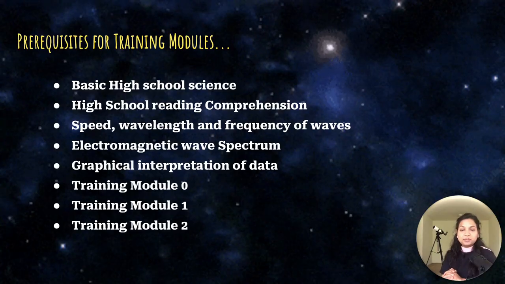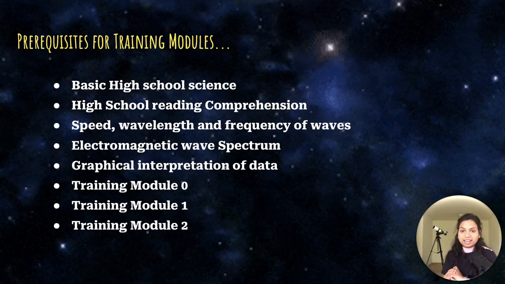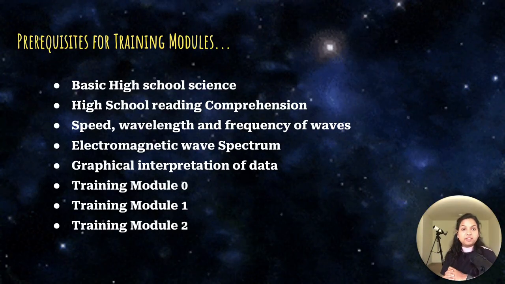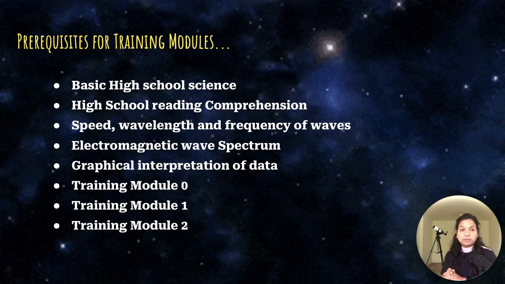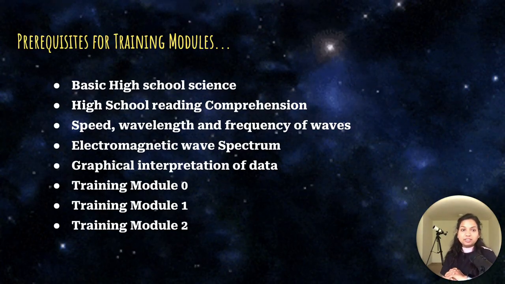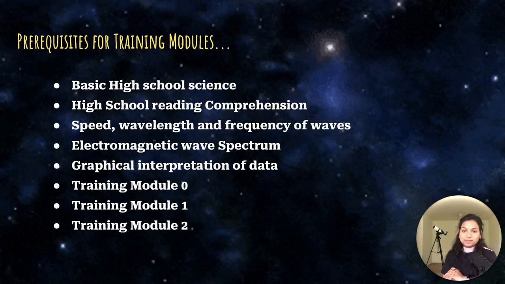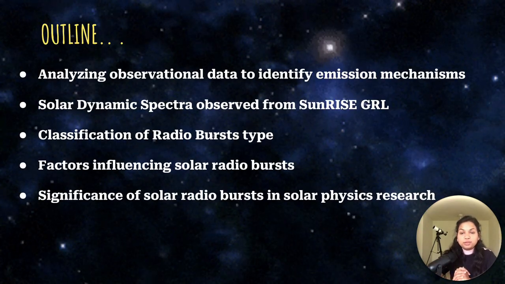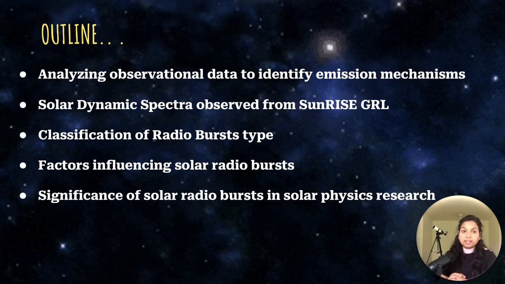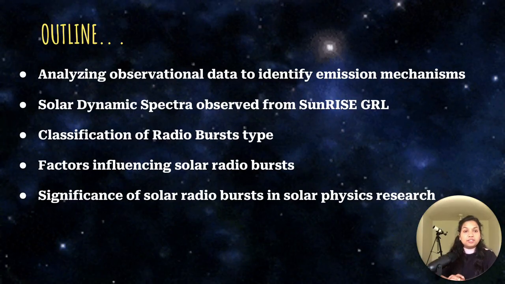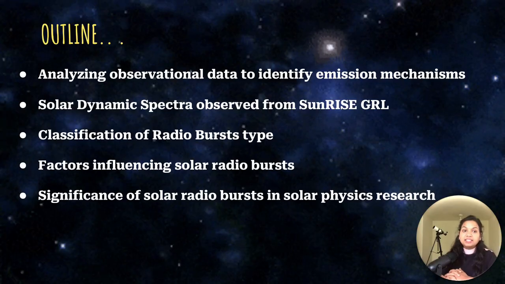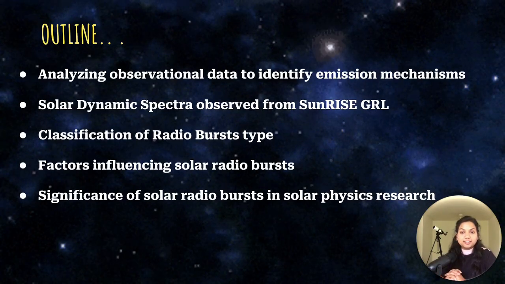As I already mentioned in previous modules, I'm again sharing the prerequisites, which include basic high school science, high school reading comprehension, speed, wavelength and frequency of waves, the electromagnetic wave spectrum, and graphical interpretation of data. I'm very sure that you have already gone through training modules 0, 1 and 2. In this training module, we are going to learn how to analyze observational data to identify the emission mechanism, solar dynamic spectra observed from Sunrise GRL, classification of radio burst types, the factors which influence solar radio bursts, and the significance of solar radio bursts in solar physics research.